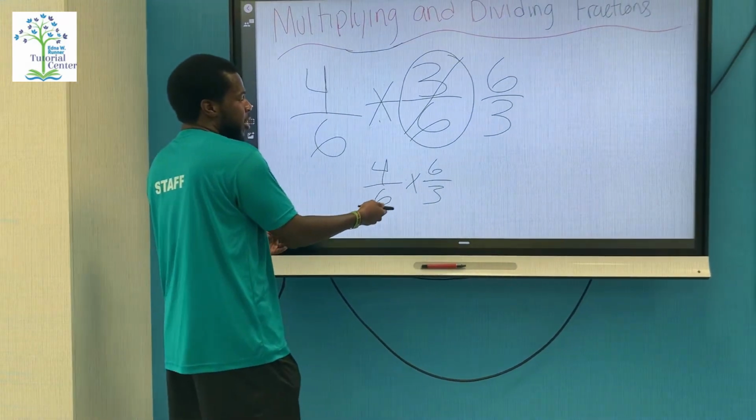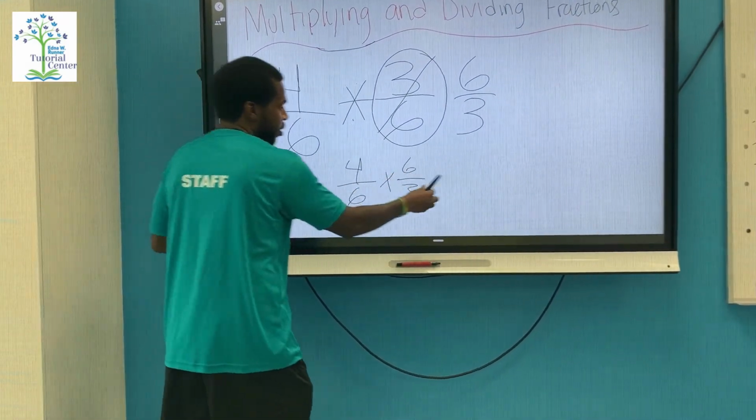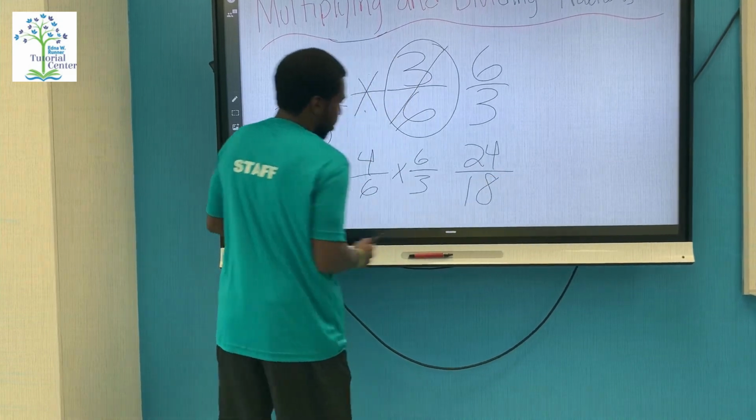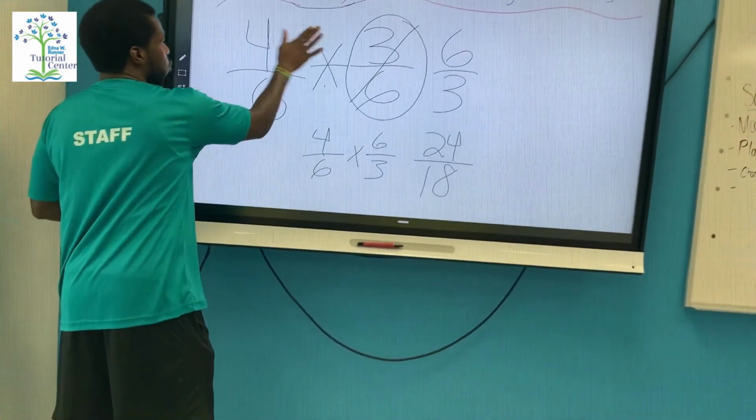Now, as we just did with multiplication, 4 times 6 equals 24. And then 6 times 3 will equal 18. We're going to do one more.